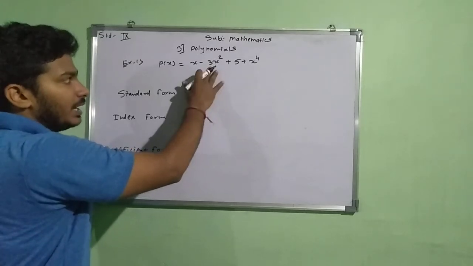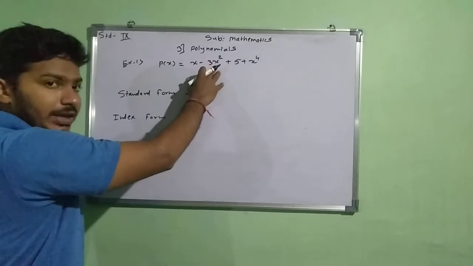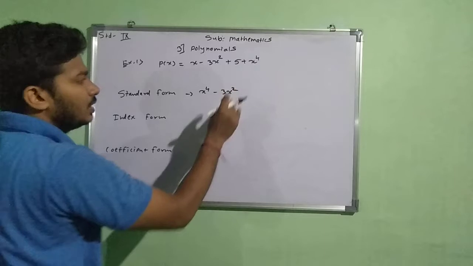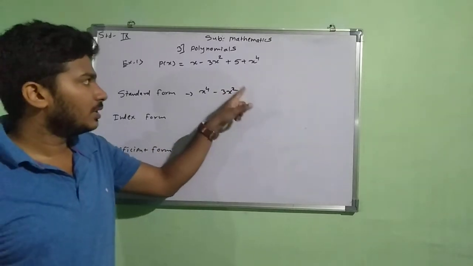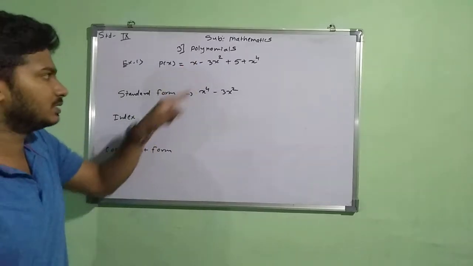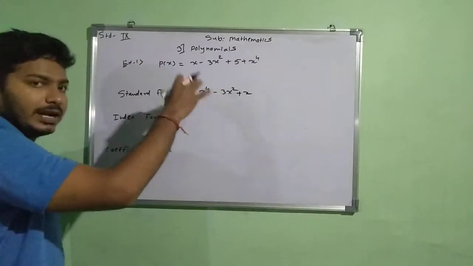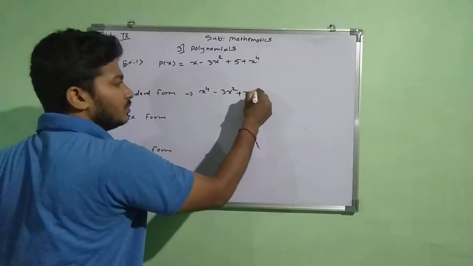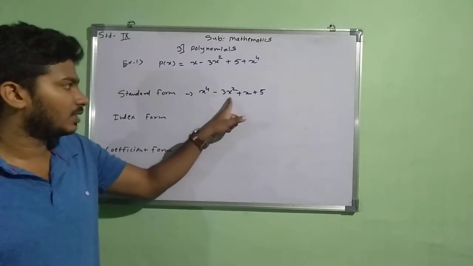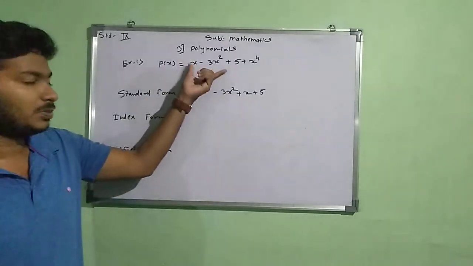Now after that we have the square term, that means the variable with power 2, that means index 2, so we will write after that minus 3x square. Now the variable with power 1, that means x. If you don't have anything over there, that means power is 1, so that will come after that, plus x. At the last, the constant term will come, here we have 5. So x raised to 4 minus 3x square plus x plus 5. This is the standard form of that polynomial.